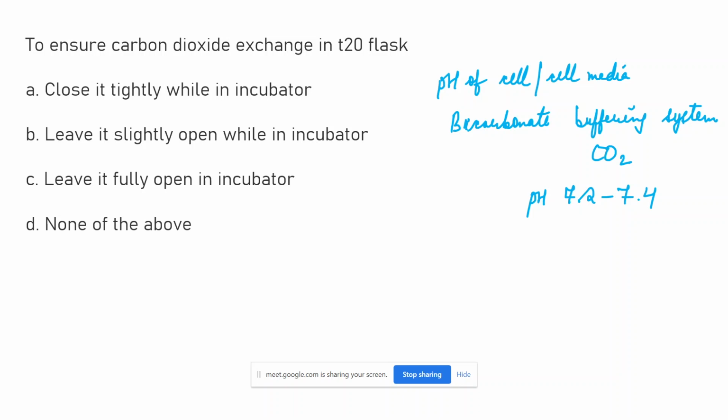So in your T25 flask, as you saw in the previous diagrams, you have a lid here, right? So what do you do with this lid? Because you have to ensure proper CO2 exchange and proper gaseous exchange, not just CO2 but oxygen as well. Will you close it tightly while in the incubator? Will you leave it slightly open while it is in the incubator? Or leave it fully open in the incubator, or none of the above?